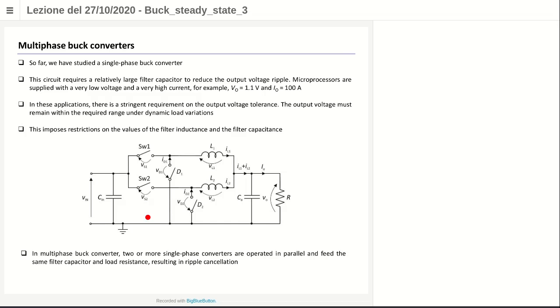Okay, let's continue our discussion about the buck converter. Let me share the white screen in order to discuss the multiphase buck converter.